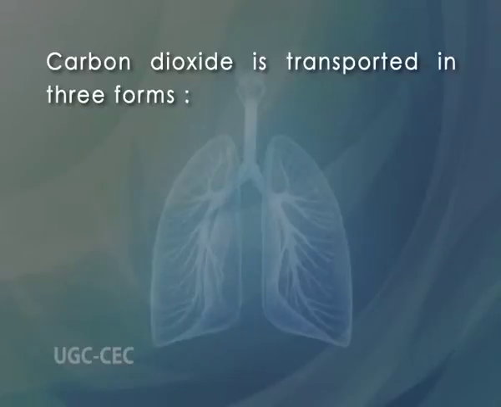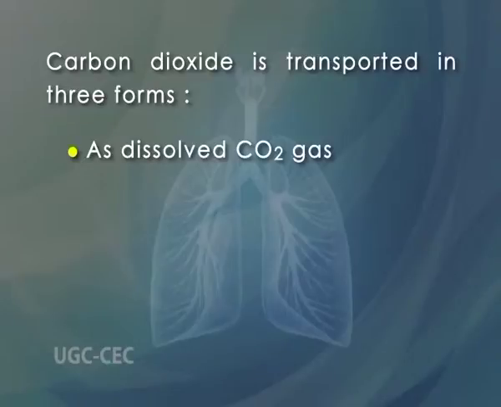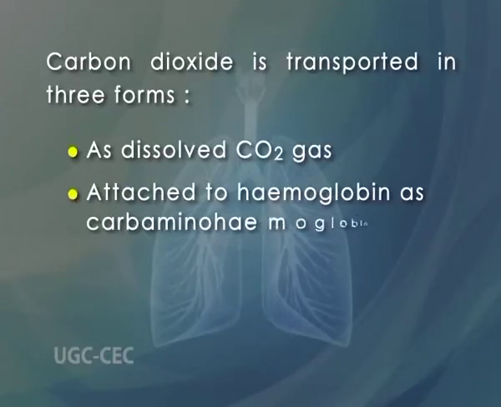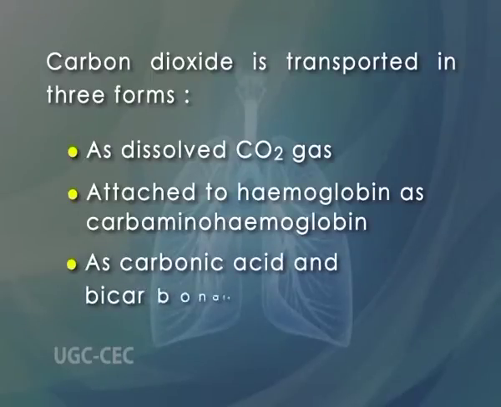Carbon dioxide is transported in three forms: dissolved carbon dioxide gas, attached to hemoglobin as carbaminohemoglobin, and as carbonic acid and bicarbonate. Percentages indicate the proportion of carbon dioxide in each of the forms. When bicarbonate ion diffuses out of the red blood cells, chloride ion diffuses in to retain electrical neutrality. This exchange is the chloride shift.